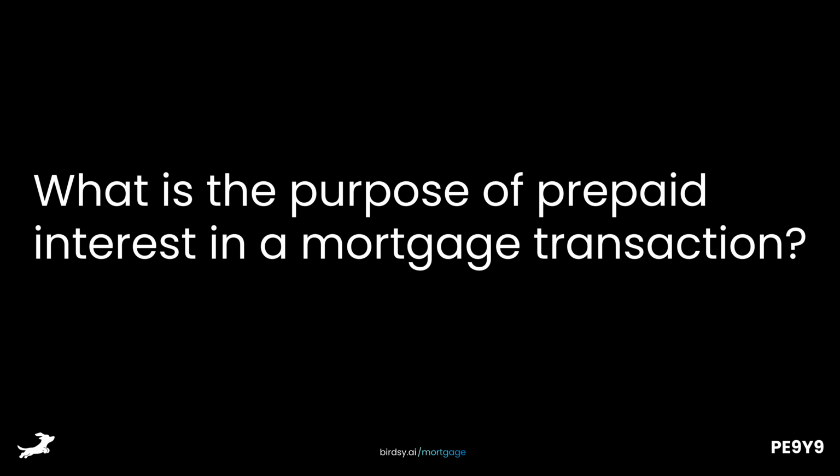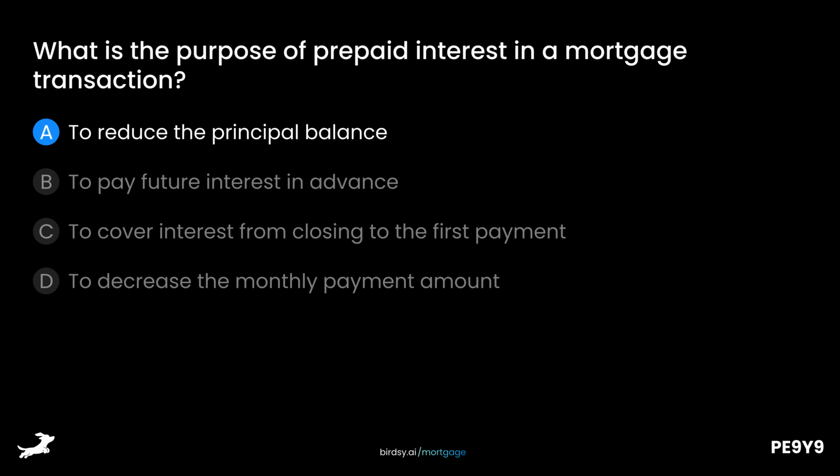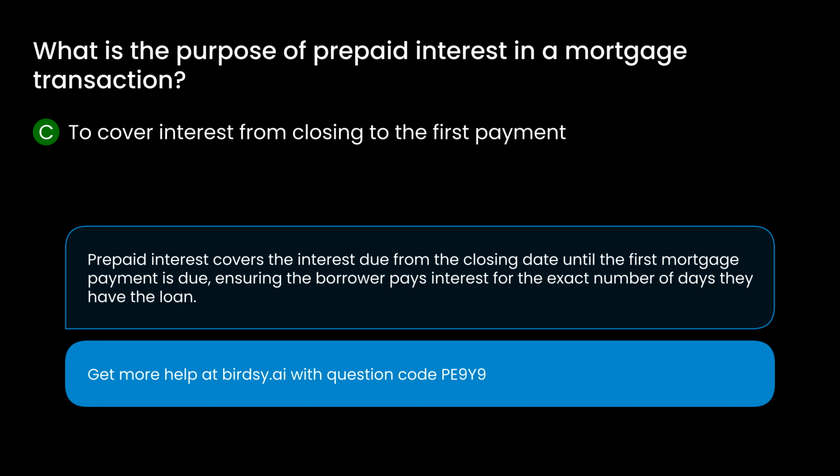What is the purpose of prepaid interest in a mortgage transaction? Is it A, to reduce the principal balance, B, to pay future interest in advance, C, to cover interest from closing to the first payment, or D, to decrease the monthly payment amount? The answer is C, to cover interest from closing to the first payment. Prepaid interest covers the interest due from the closing date until the first mortgage payment is due, ensuring the borrower pays interest for the exact number of days they have the loan.